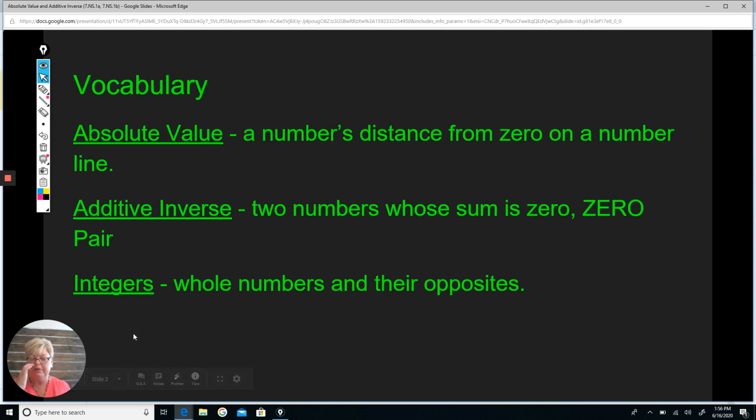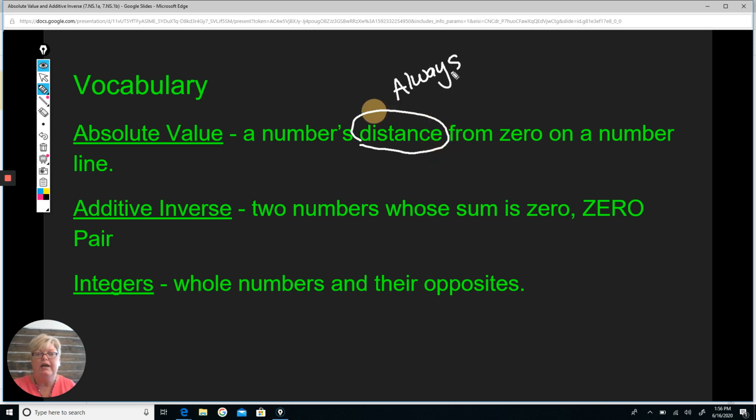The vocabulary words that are important for this lesson would be absolute value, and that is a number's distance from 0 on a number line. And the important thing that you know is that the word distance tells you that the answer will always be positive.